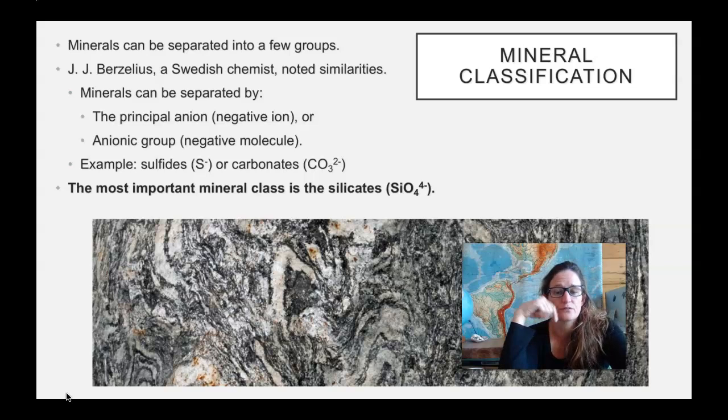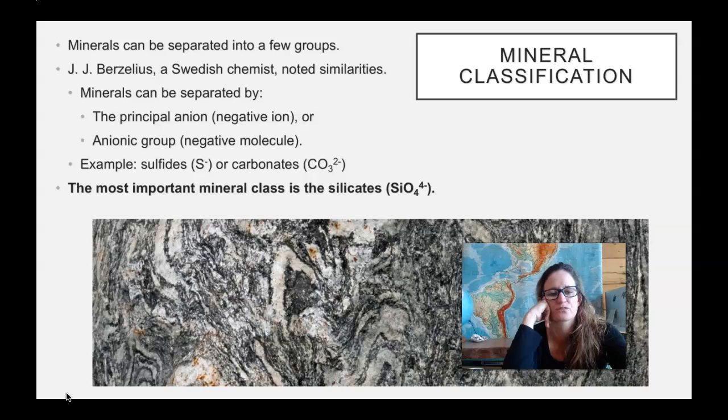And the last line there, the most important mineral class is the silicates, the SiO4s, and then there's all the other ones. So silicates have that negative anion group, SiO4, and then some cation attached to it. The same thing for the carbonates and the sulfides and the oxides and the halides. They have some anion with a cation attached to it. So they're classified by the anion. The biggest, most important group are the silicates, and then there's a bunch of other smaller groups.